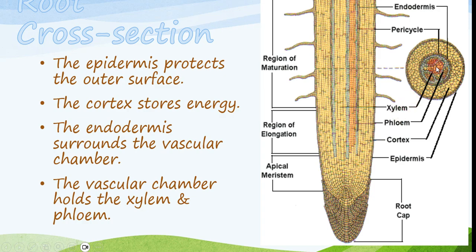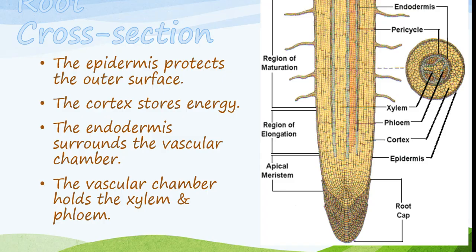Notice here we have our xylem and phloem right there in the root version of it. Remember, some of those meristem cells could be deciding to become xylem and phloem. When I say deciding, the plant puts those cells where it needs them. All right, so the epidermis here protects the outer surface. The outer surface right here. Notice that's a root hair, by the way.